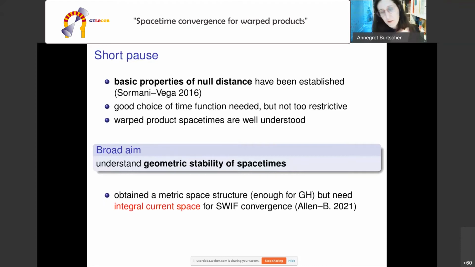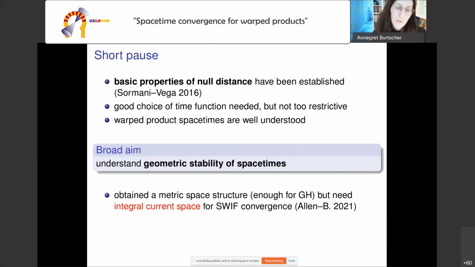So the first thing, if you want to study stability or convergence with respect to the null distance, we need to have the right structure. So we already know that the null distance in case of these warp products yields a useful metric space structure. And this is enough for Gromov-Hausdorff convergence. But if we want to compare it to other notions of convergence, this may not be enough.